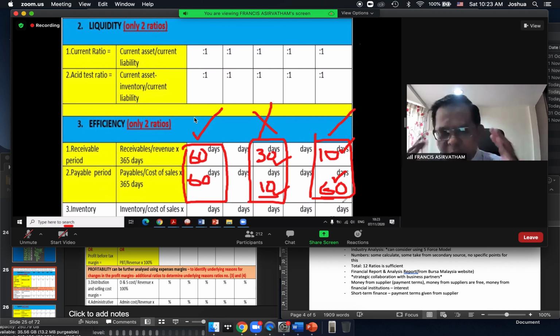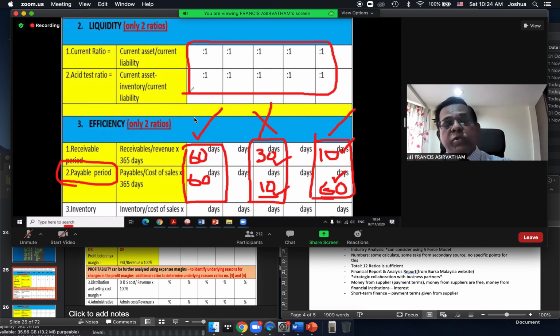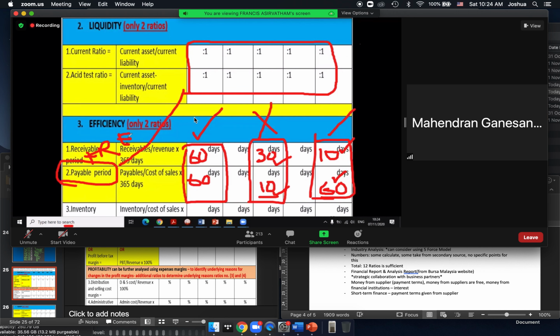So the best option is free money from the supplier. And Nestle is using billions from that. That's the best, simplest option. But when you do that, these ratios will all be affected. So when you're doing this ratio, what is the reason? Why is it low? It is because of strategic collaboration and free money from the supplier. It's free money.